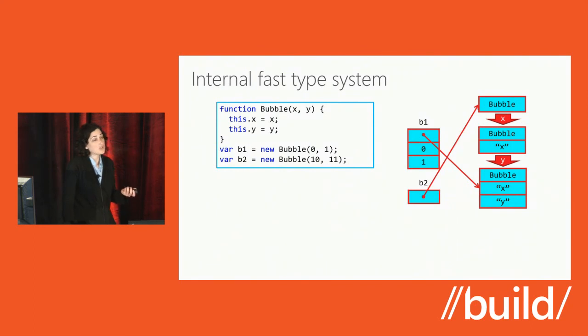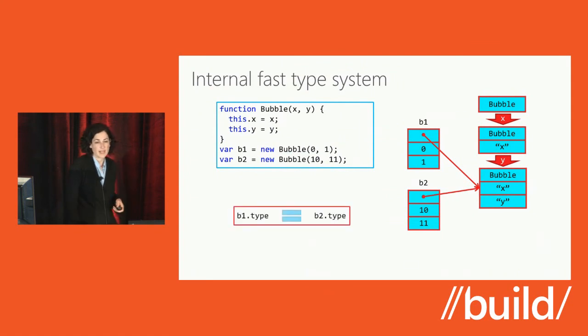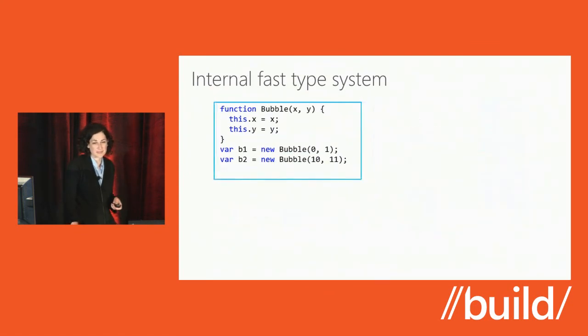Now, what happens when another object comes along that basically has the same shape? The good news is that it can basically reuse the same bubble object. So that's very good, because it means that we're not creating a lot of internal types that need to be garbage collected and cause stress on the system. So that's generally the best practice.